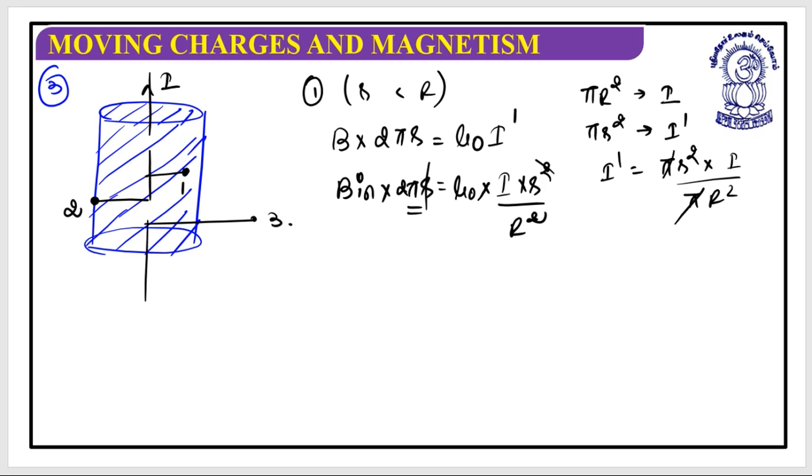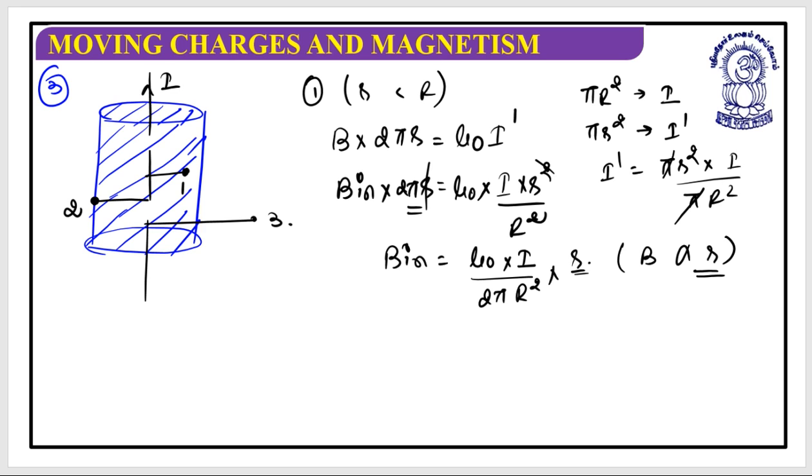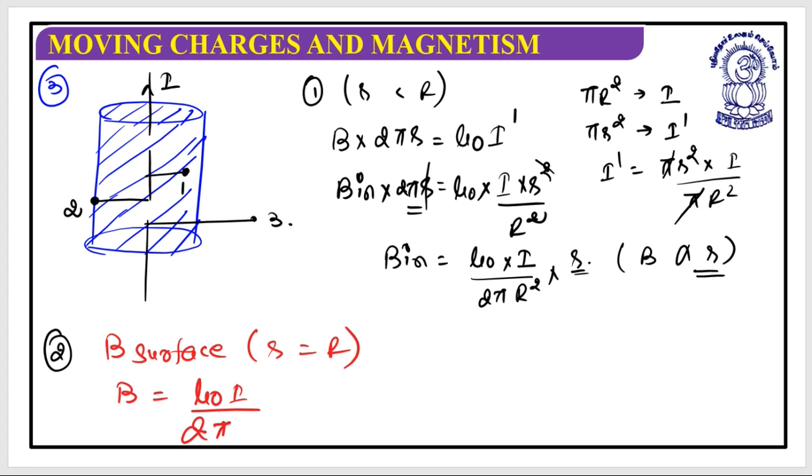This r can be cancelled, and this B inside could be written as mu naught into I by 2 pi into R square multiplied by r. Please do remember this: B is directly proportional to r. Second point, on the surface: B on the surface, where r is equals to R, could be written as mu naught I by 2 pi R. This is the maximum possible.